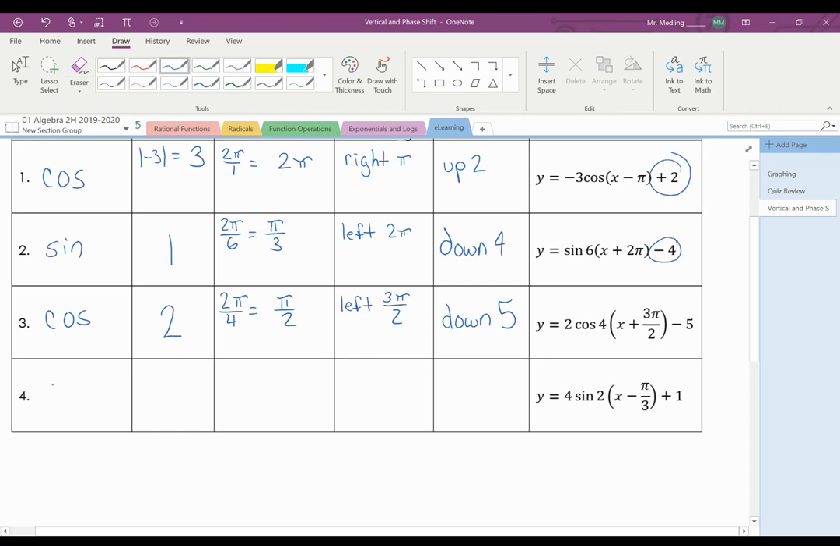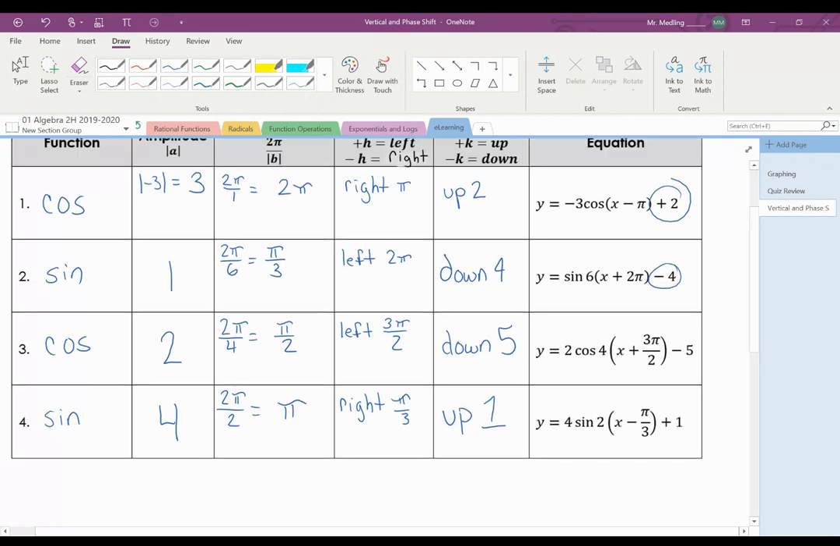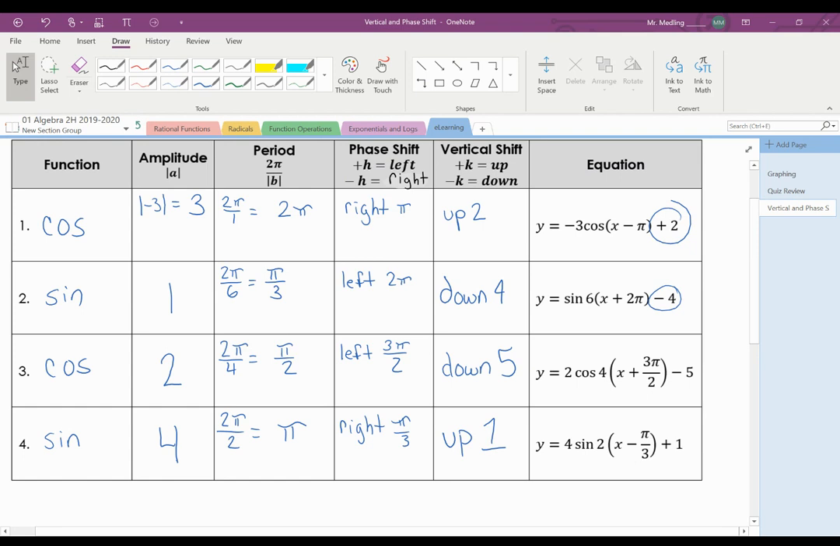All right, so we know that it is a sine function. We have an amplitude of 4. We have a period of pi, but you're not going to just write down pi. You're going to show me where that pi came from, because it is 2 pi divided by b, which is 2. That's how we came up with pi. All right, minus is to the right, so we're going to go right pi over 3. And +1 at the end is up 1. So that's how we can get all of our important information from the equation. And we could use that to graph it.